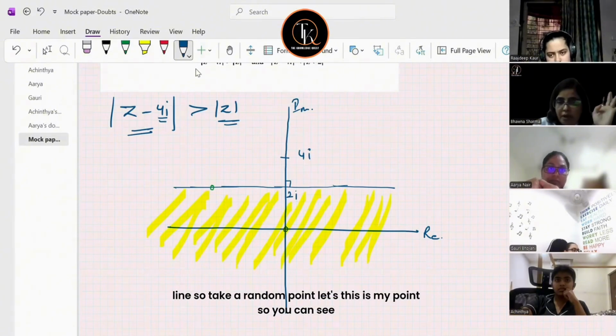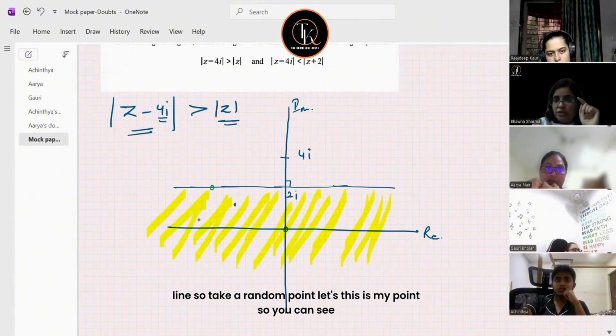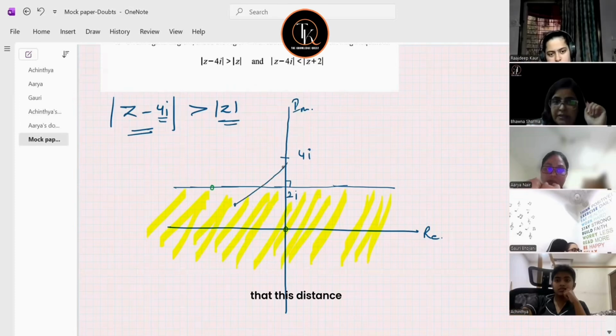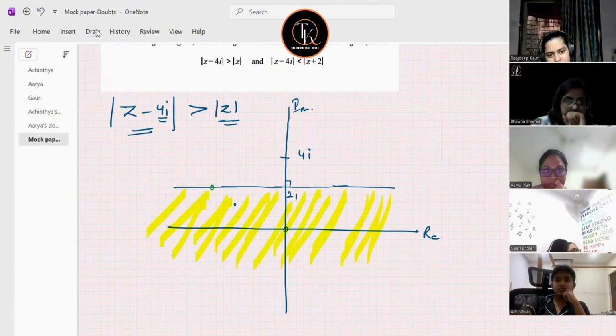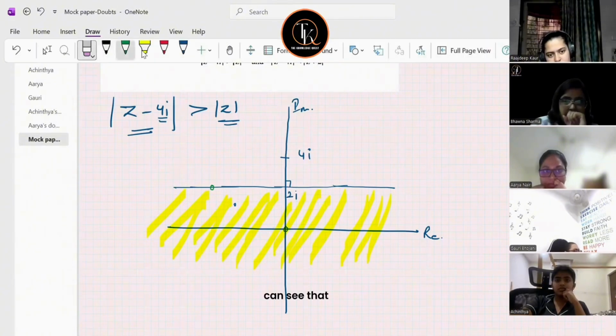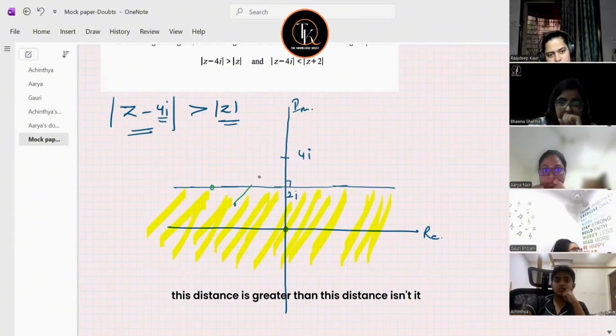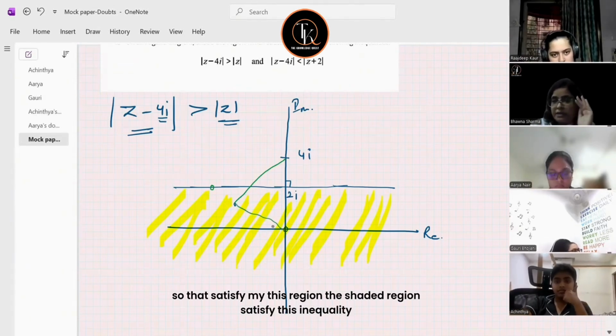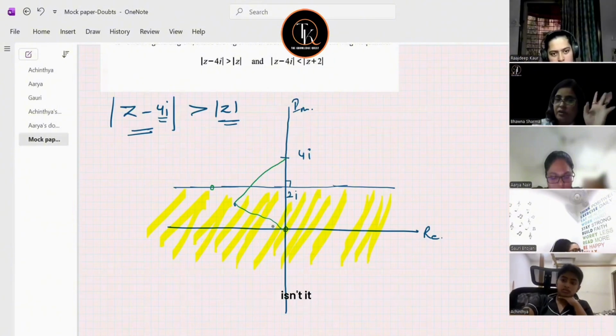So take a random point. Let's say this is my point. You can see that this distance is greater than this distance, isn't it? So the shaded region satisfies this inequality, isn't it?